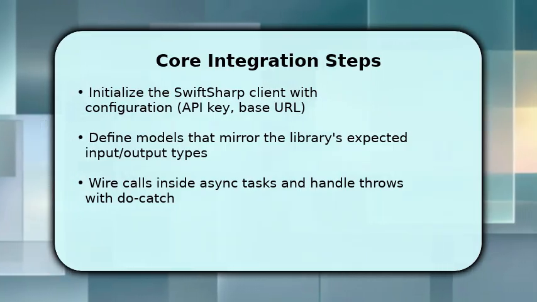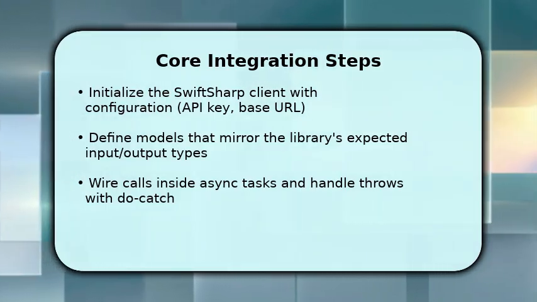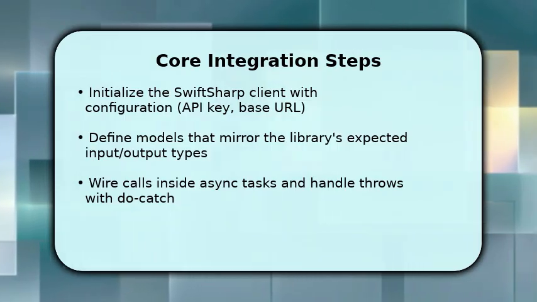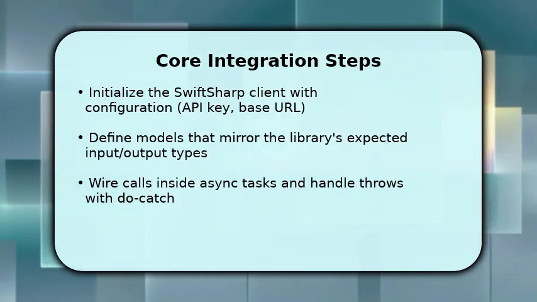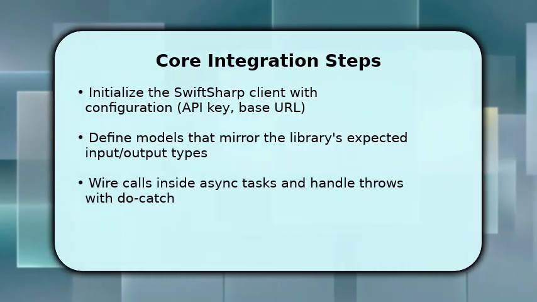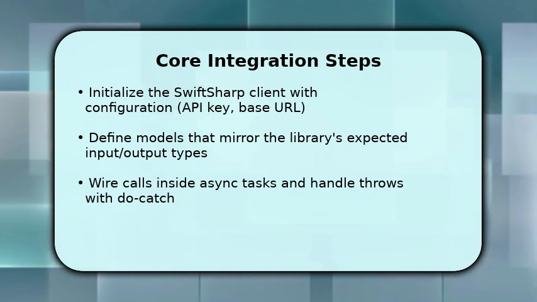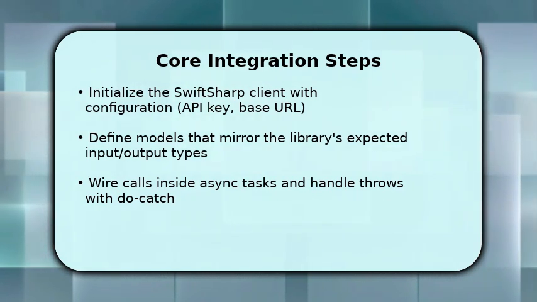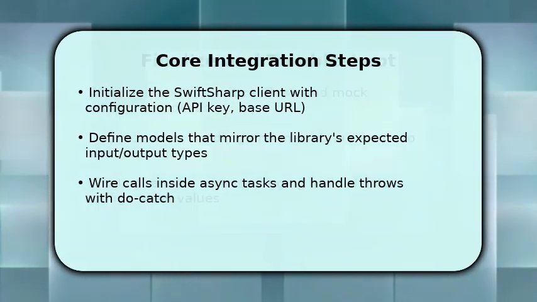Once models exist, place network calls inside Task or async functions and use do-catch to handle thrown errors. This pattern keeps UI responsive and clearly separates network concerns. Finish by writing unit tests covering main flows and mocking SwiftSharp responses so you catch regressions early.